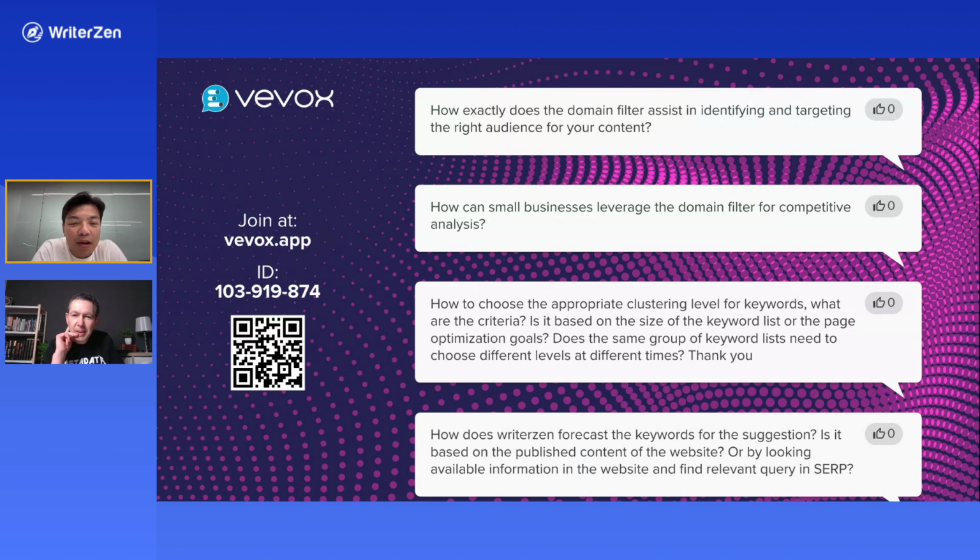How exactly does domain filter assist in identifying and targeting the right audience for your content? Same thing as what we've just seen earlier. The right audience should first be identified as the audience for your business purpose. If you are an affiliate, what is the audience that fits with your business purpose? You usually want to capture their intent of reading your content, gain their trust, and then convert them by clicking a CTA on your website, let's say to go to Amazon, so that you can earn your commission. So you want to build very informative content.